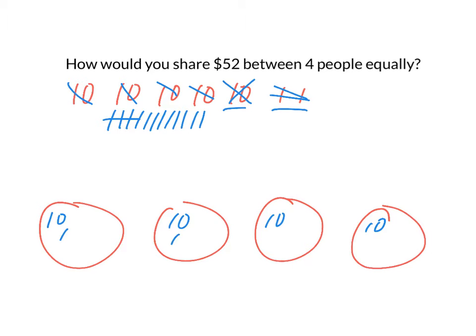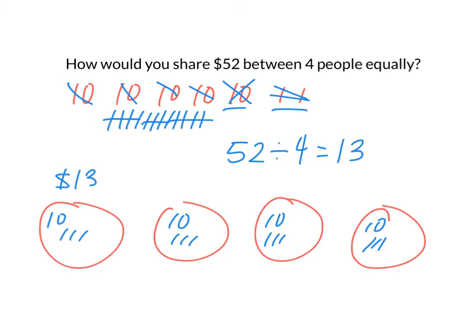Okay, 4. 1, 2, 3, 4. 1, 2, 3, 4. And then 1, 2, 3, 4. And now I count. 10, 11, 12, 13. So the answer to this problem, which was 52 divided between 4 people, equals 13. Okay. Now it's time for you to get your math journal and a pencil. So you can pause the video, go grab it if you don't have it already.